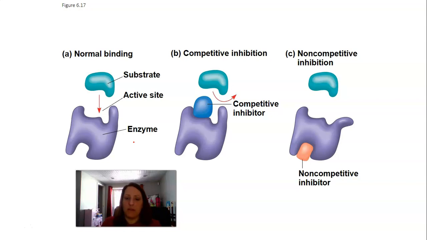B, this is competitive inhibition. The blue molecule is the competitive inhibitor. It will bind to the active site, blocking the substrate from being able to bind. A non-competitive inhibitor will bind to a site other than the active site, causing the enzyme to change shape, and therefore the substrate cannot bind. So again, that's inhibition.